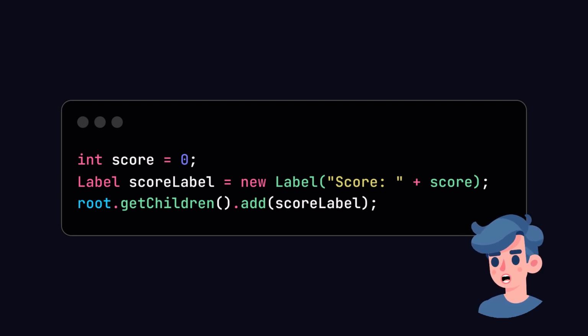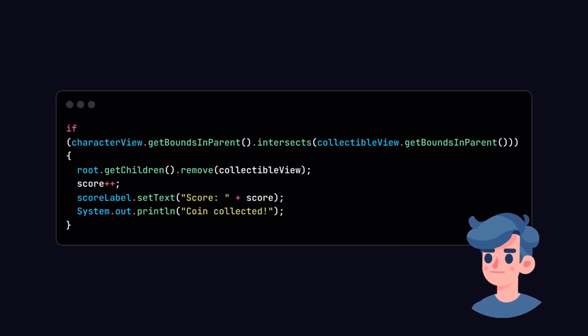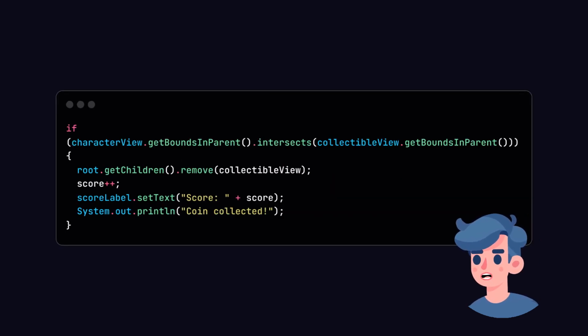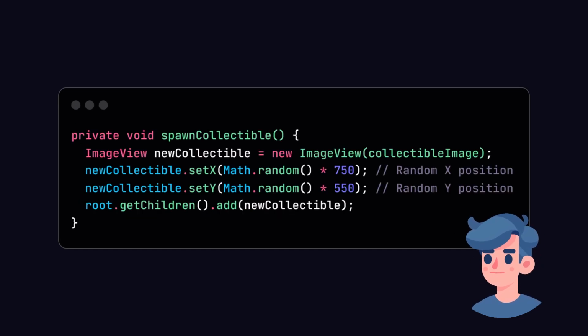But every game needs a scoring system, don't you think? Let's implement that next. Now, every time the player collects a coin, we'll update our score and display it on the screen. Let's modify our coin collection logic accordingly. Awesome! We now have a basic scoring system in place.